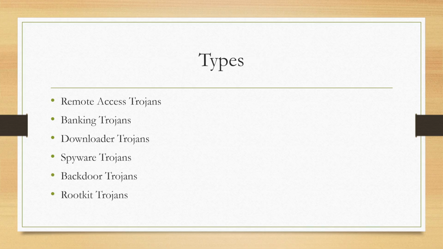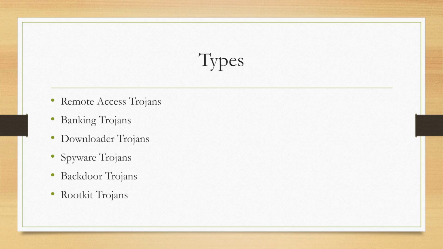Now, we've got a lot of different types of Trojans out there. We've got the remote access Trojans, which allow us to remotely access the infected system, often without even the user's knowledge, giving us full control over the system. We have banking Trojans that are designed to steal financial information, like online banking credentials or credit cards or other sensitive information. We've got downloader Trojans that are designed to install other malware, ransomware, or spyware on the system.